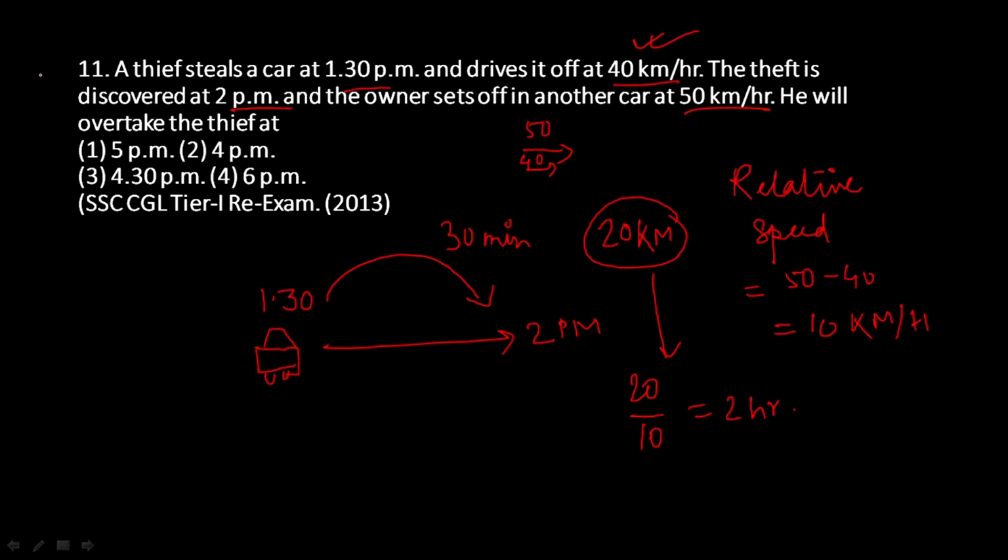Clear? The owner sets off at 2 p.m. So 2 hours after 2 p.m. means 4 p.m. 4 p.m. will be the right answer. I hope it is clear to you. Okay, moving to the next one.